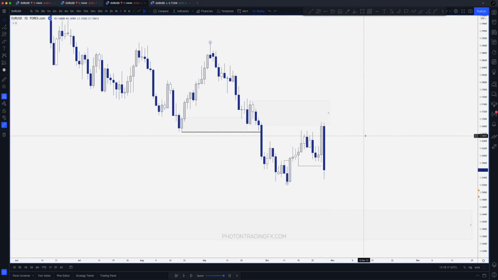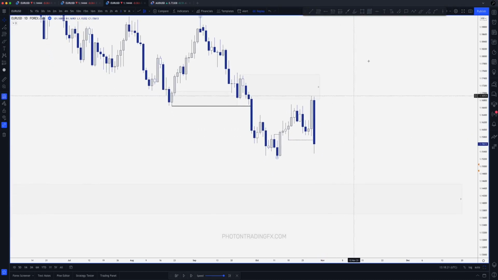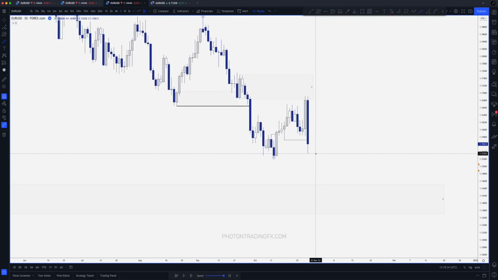So we tap into that range and then we get a very, very solid and sharp reaction, clearly showing that there's an overwhelming imbalance of supply entering into the market. And we also now have that daily change of character. So now it's all systems go to try and look to at least target this daily low or potentially come down towards this next daily demand level, okay?